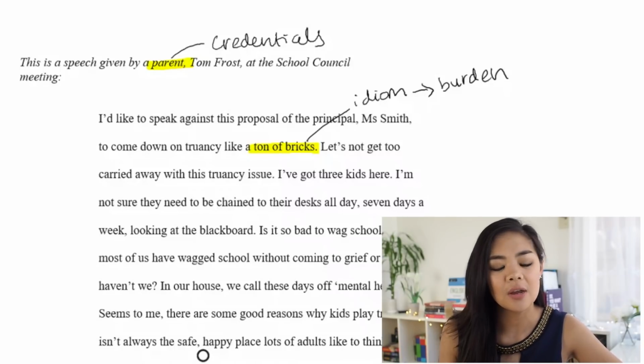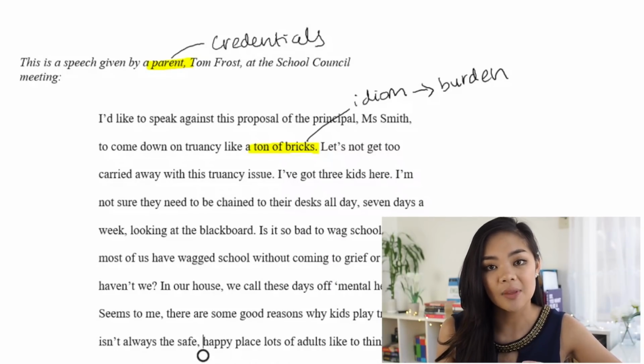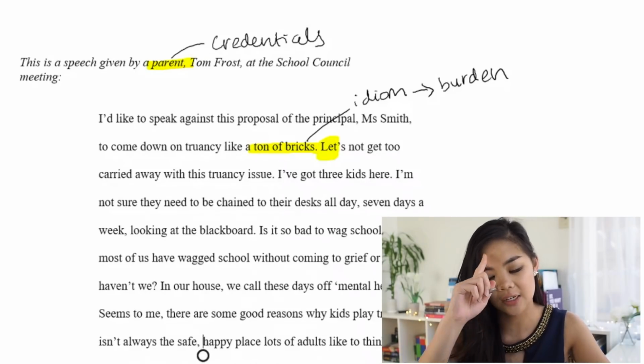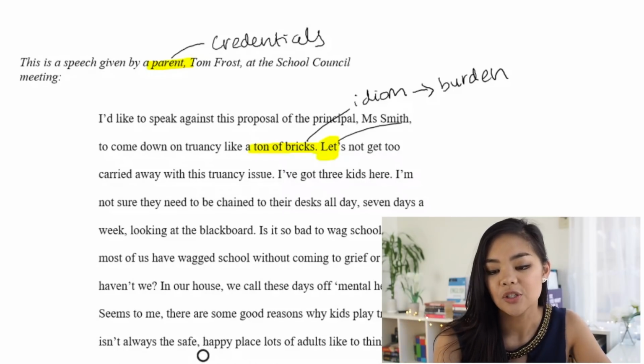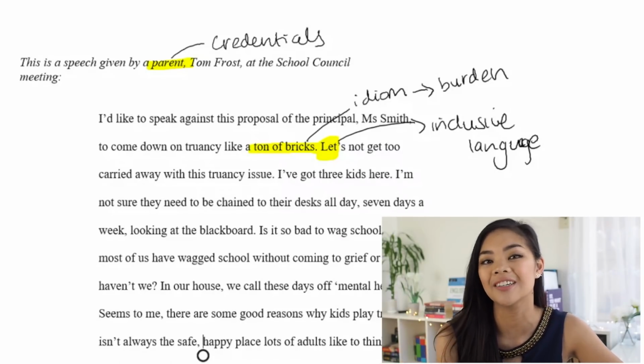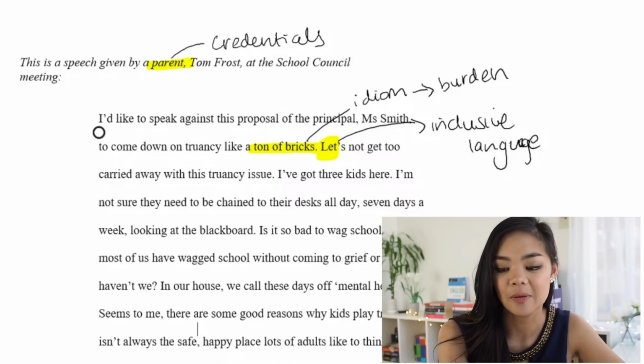So from the get-go, he makes Ms. Smith's proposal of a policy on truancy something that has negative connotations. Next, he says, let's not get too carried away with this truancy issue. So the fact that he uses let's is inclusive language. This should be quite easy for you guys to pick up. Whoops. If only I knew how to spell language. Okay, fine, I'll spell it properly.